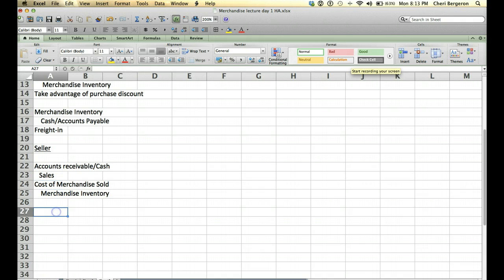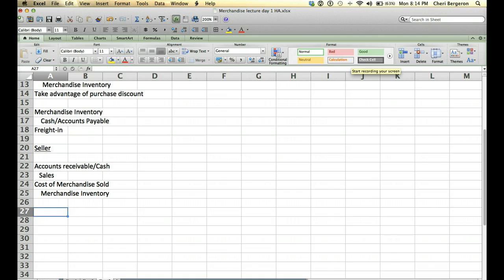Much like any other deferral that you had in the previous chapters, where you held it in an asset until you used it up and then you expensed it, here we held it in an asset until we used it up, or in this case, until we sold it. So the matching principle asked us to hold it in an asset until we sold it. Right here on this entry, on this day, we sold it. So we're going to move it out of the asset and we're going to expense it.